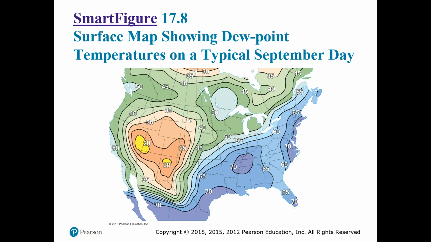Our smart figure here shows dew point temperatures on a typical September day. What does this tell you? This tells you information here. How much would you have to, again, this is different temperature isobars here, how much would you have to cool the air to in order to get that maximum point where it's holding as much as it can and saturation has to happen?